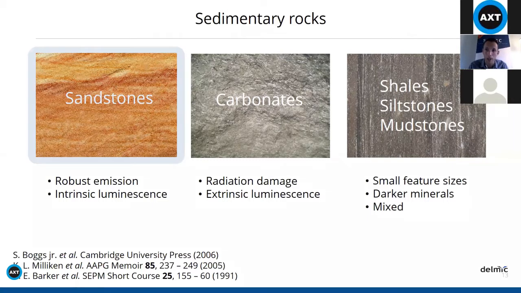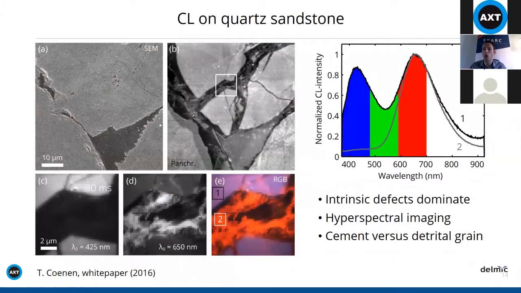Now I want to zoom in on the sandstones because I have some nice examples of those. Here's a really canonical example of how you use cathodoluminescence in sandstones and in quartz-based systems. So this is quartz sandstone, and in the SEM you can recognize different sand grains that are compacted together. There's some pore space also here. And if you look at the SEM image, it's quite uniform. And so you would guess maybe that these are individual grains.